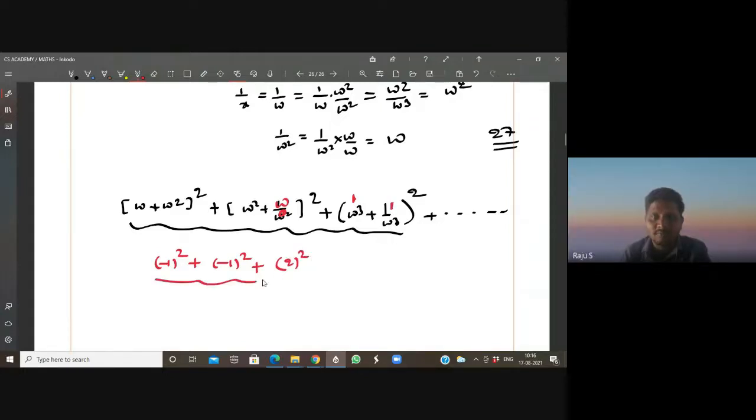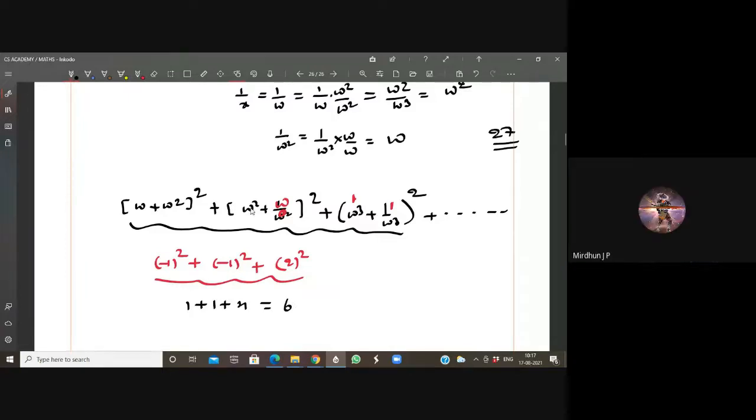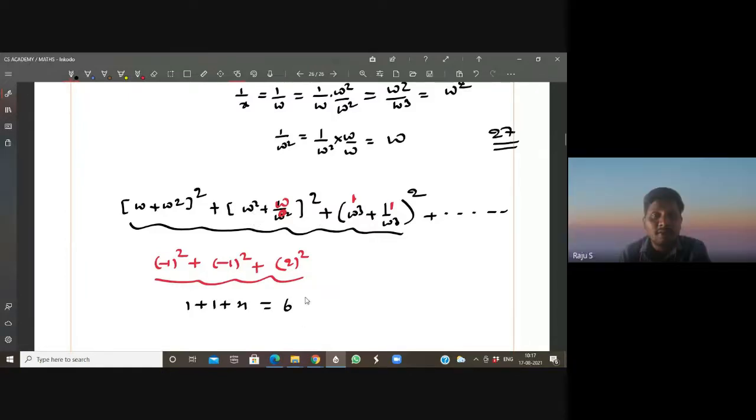So what about this answer? 1 plus 1 plus 4, nothing but 6. Exactly. The sum of the first 3 terms is 6. It will be repeated how many times? For every 3 terms it becomes 6. So 27 can be written as 9 into 3. This value becomes 6. So 9 into 6, shall I write 54?